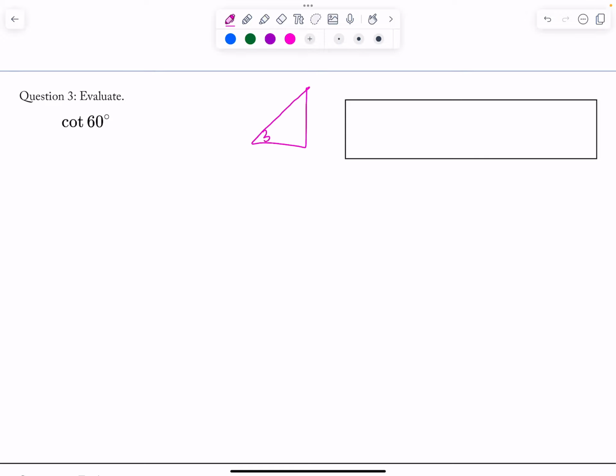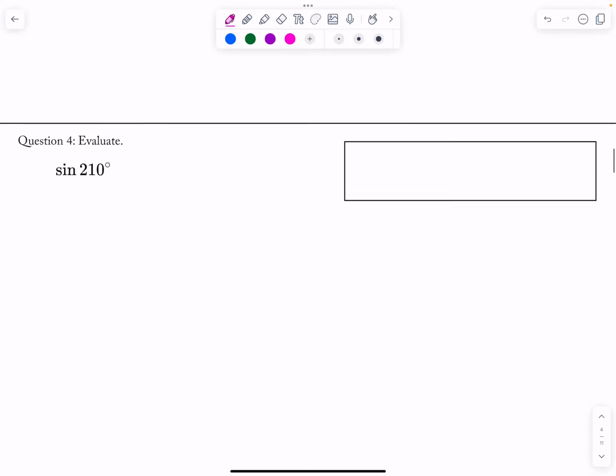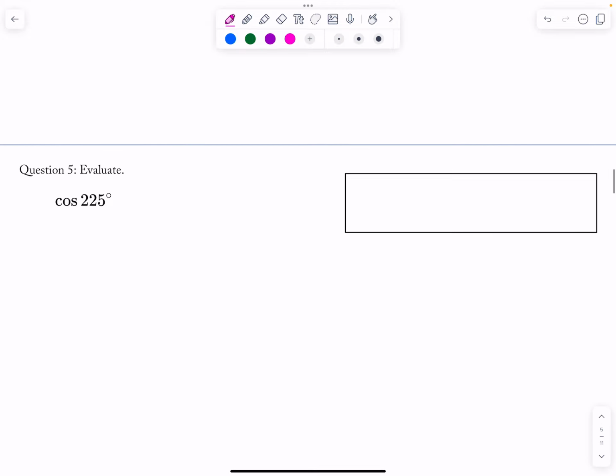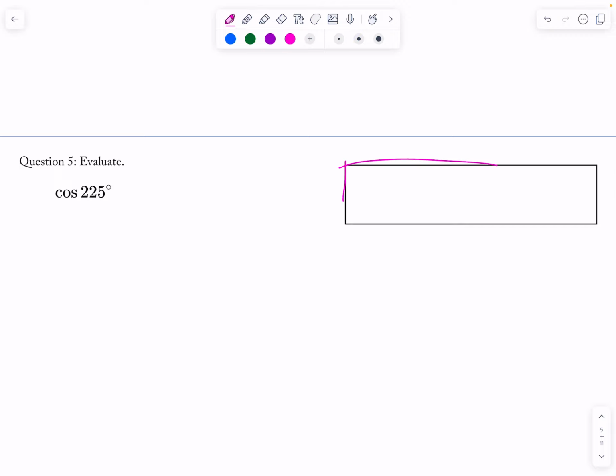Again, I scrolled past my 30, 60, 90 degree triangle. Root 3, 1, and 2. Cotangent of 60 degrees is, this is adjacent over opposite. So that is 1 over root 3, and I rationalize my denominator, and I get root 3 over 3. And I do want you guys to write this stuff in the boxes.